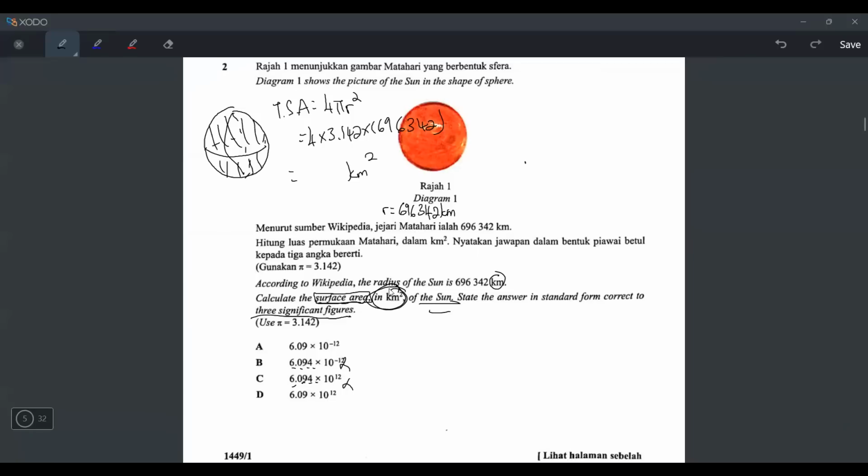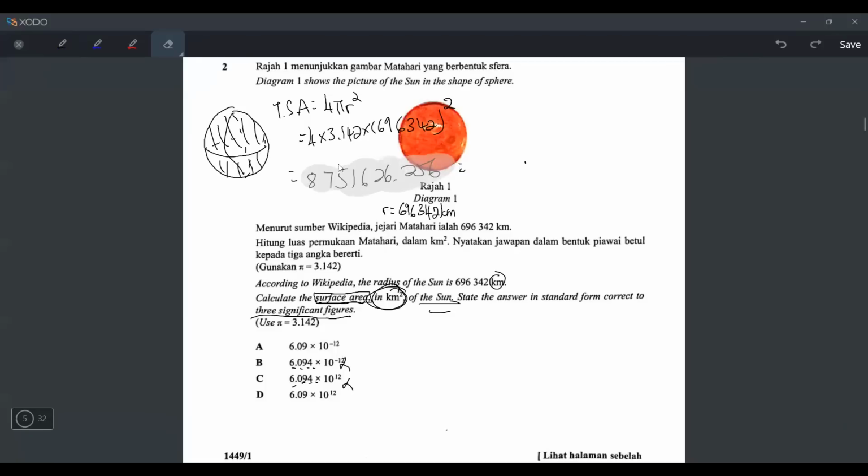Let's press 4 times 3.142 times 696,342. So I got, oh my God, this is very big. 8751,626.256. But of course, this is not the answer yet because they want it in standard form, right? But wait, did I do something wrong here? 4 pi r. Okay, I forgot to square. Sorry. 4 times 3.142 times 696,342 square. Okay, sorry, I forgot to square it just now.